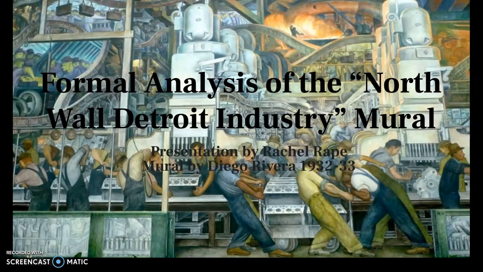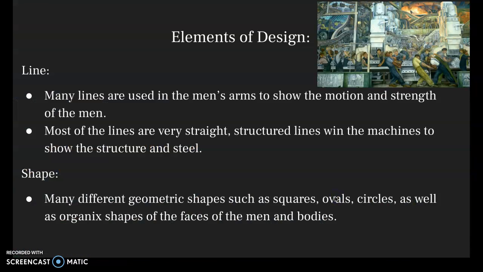Today I'm doing a formal analysis of the North Wall Detroit Industry Mural by Diego Rivera from 1932 to 1933. So to begin with, we're going to go over the elements of design. Lines. There are many lines used in the men's arms to show the motion and strength of the men. Most of the lines are very straight. The structured lines with machines show the structure and steel.